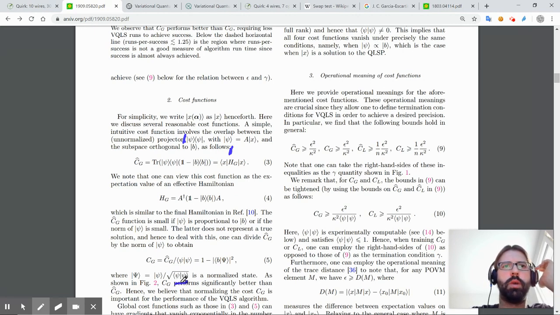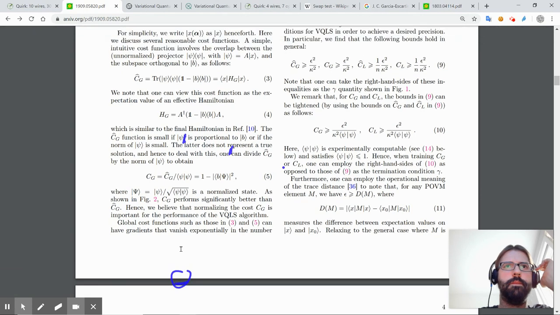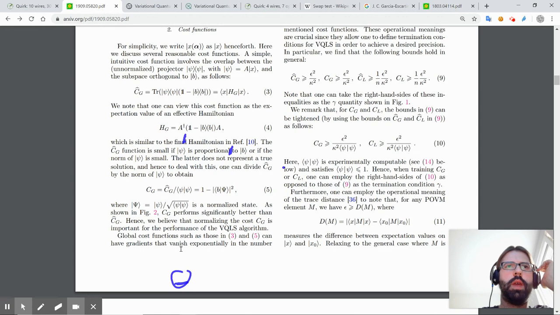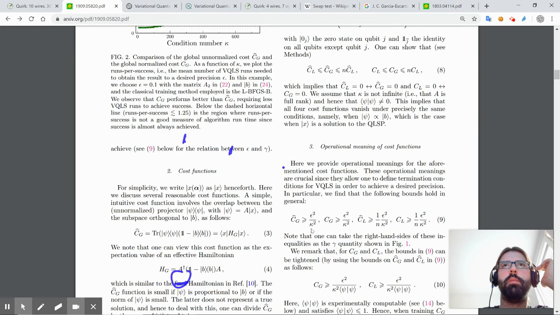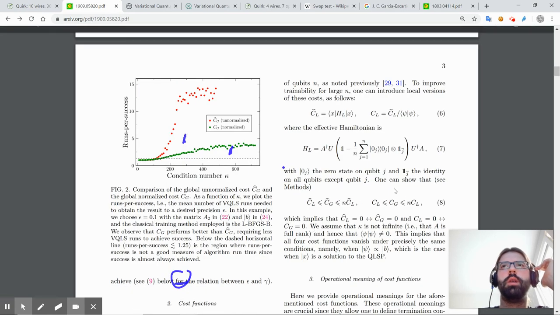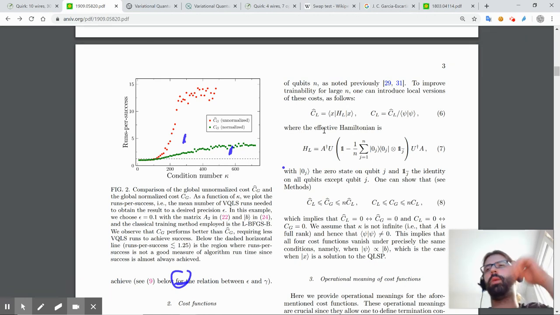Right? That's why we want to calculate these. They have gradients that vanish exponentially in the number of qubits n. Trainability, local version of these cost functions. What do they mean by local versions of these Hamiltonians, of these cost functions?